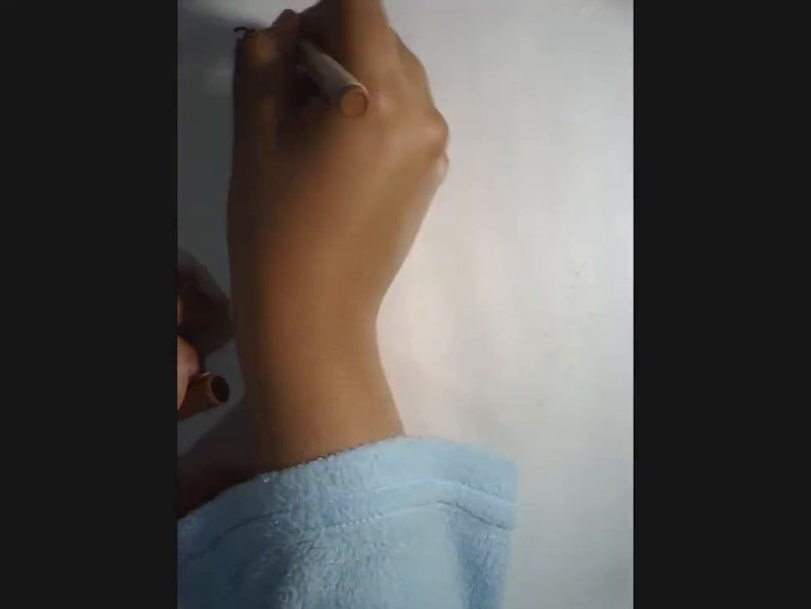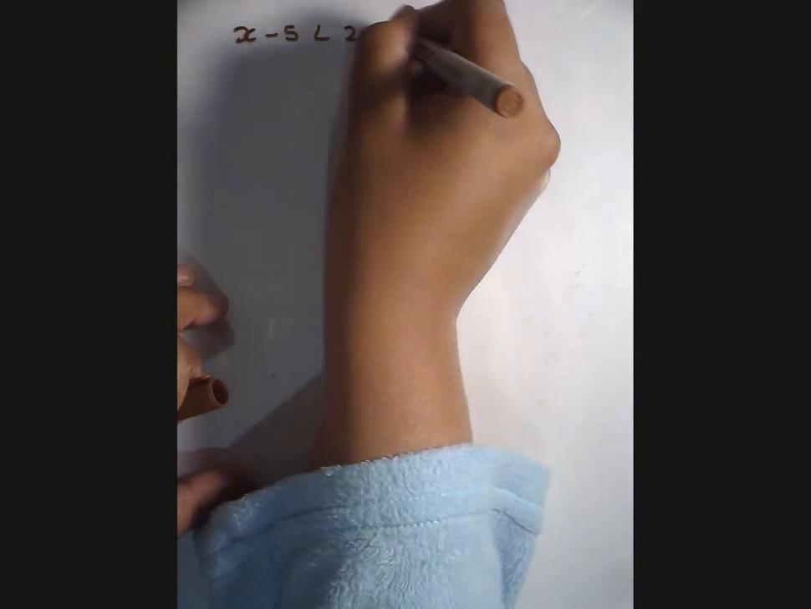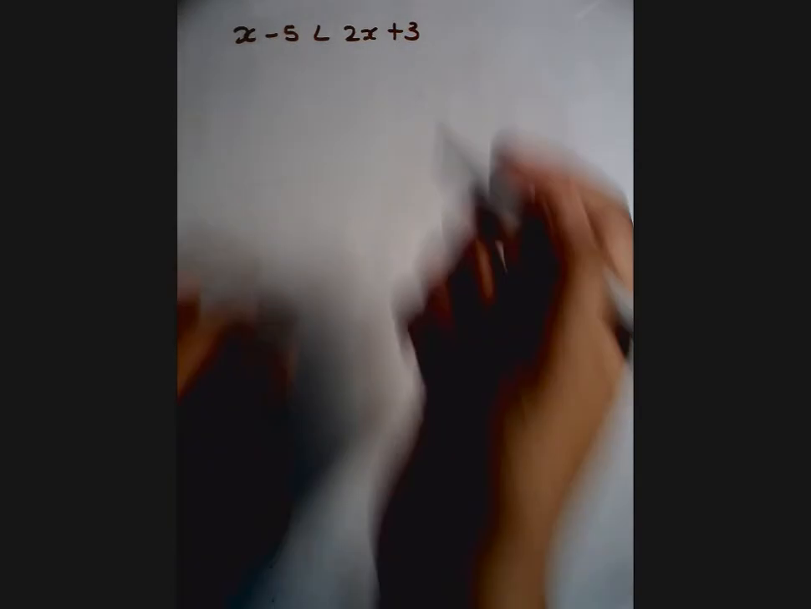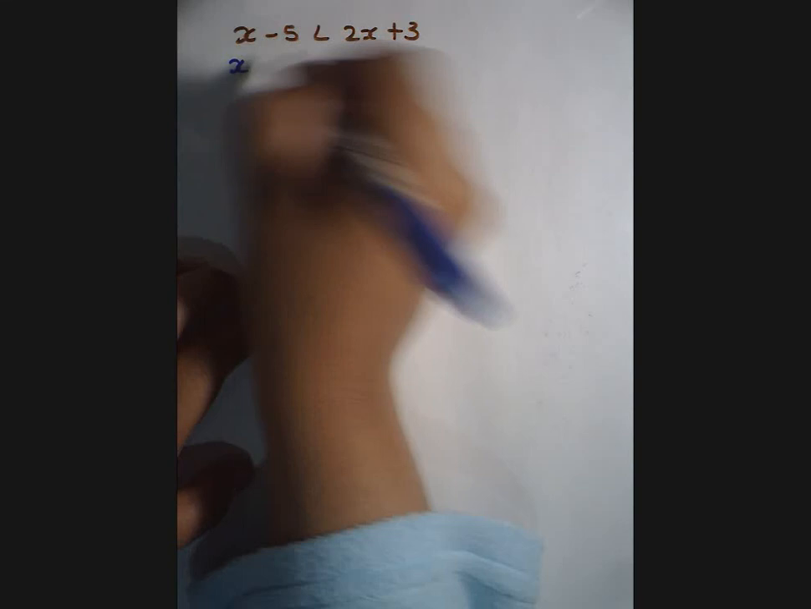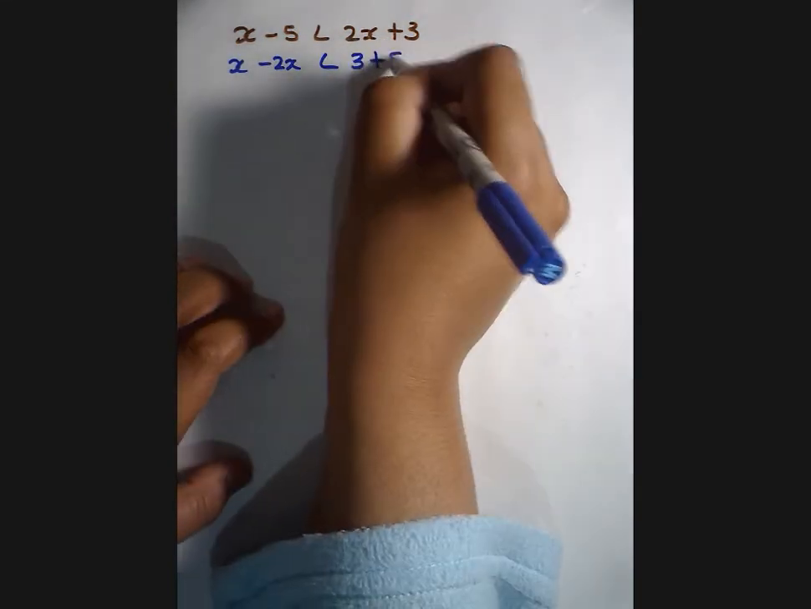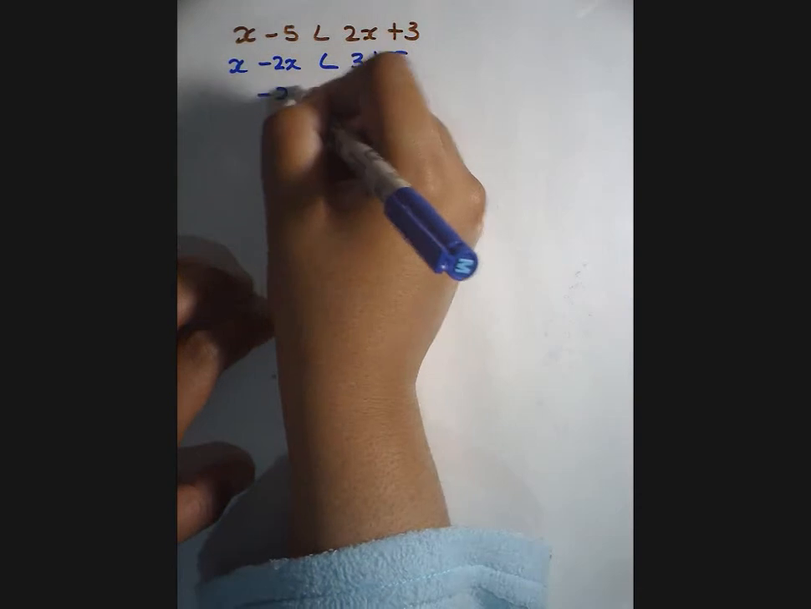Right, if you had one like this, x minus 5 less than 2x plus 3. Pause it and do it yourself. If you pause and do it yourself, you would have said x minus 2x is less than 3 plus 5. Here you would have gotten minus x is less than 8.